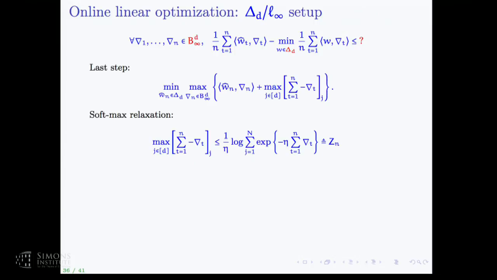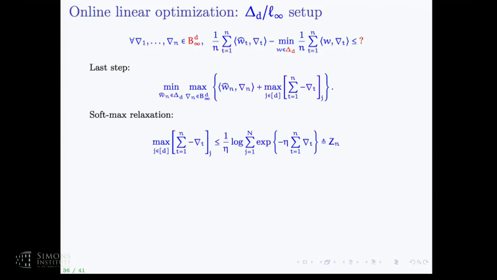So what do we do for the last step? For the last step, you minimize over distributions, the maximum over L infinity bounded vectors, linear part again, plus the maximum of all the data. That's the last step. Again, intractable. What do we do? Relax it. And the natural way is to use a softmax. And that's what gives the exponential weights, the multiplicative weights. Right. So if you're free to choose eta, that's an equality, right? It's an infimum over eta, that would be equality.